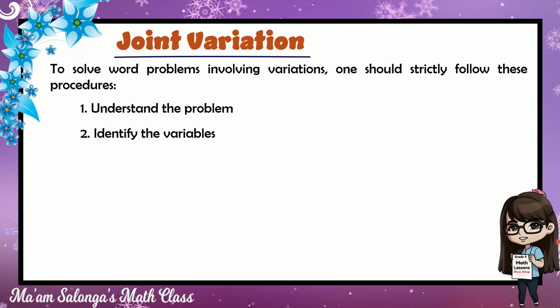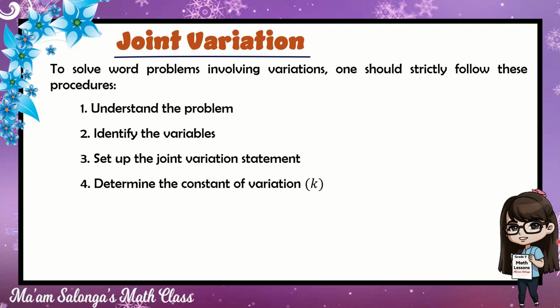Number 2, identify the variables. Determine which quantities are varying jointly with each other and then assign variables to the quantities involved. Create a table to place the quantities because this will help you determine what needs to be found. Number 3, set up the joint variation statement. Determine which quantities in the problem are varying jointly.